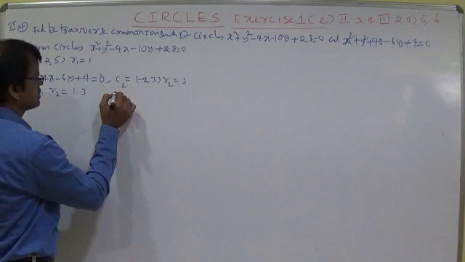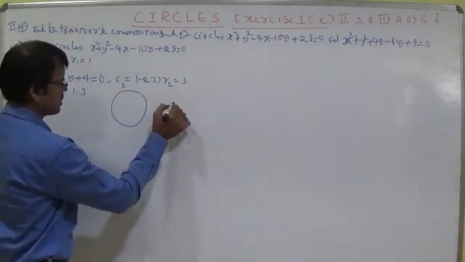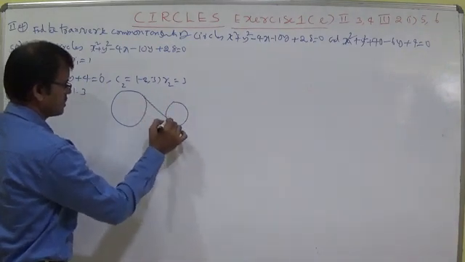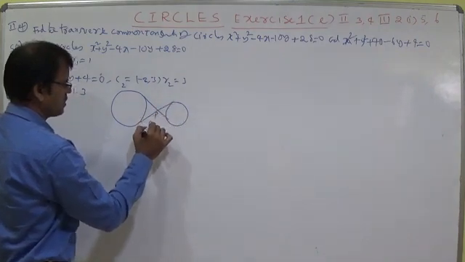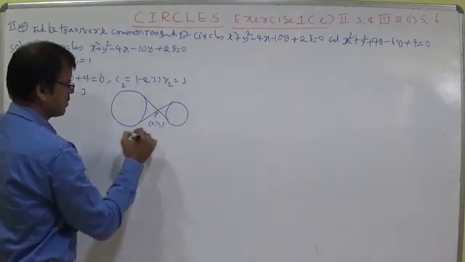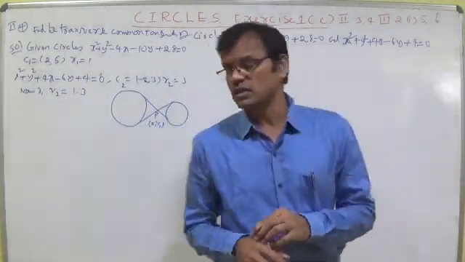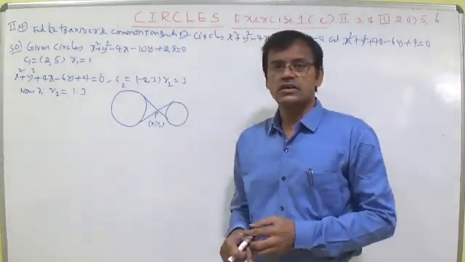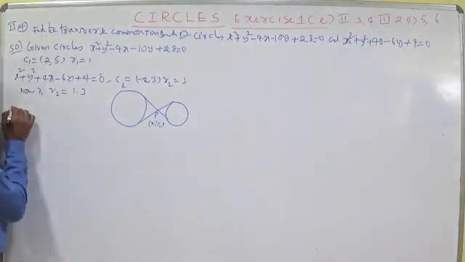Draw the diagram like this. C1C2 is greater than R1 plus R2. No need to calculate because we are asked directly for the transverse common tangents. These are the shape of transverse common tangents. This is P, let P be (x1, y1). Whenever the point P lies inside the circle, we should understand that P (x1, y1) is the internal center of similitude. Now, ICS you write.